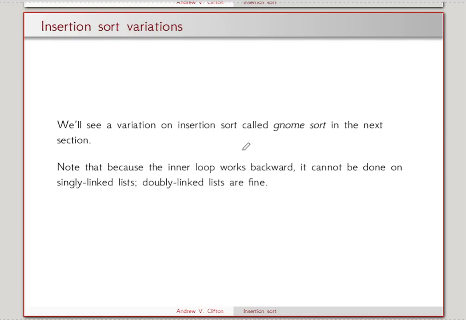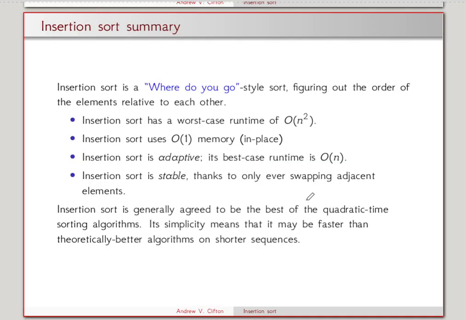In the next one, we'll see a variation on insertion sort called gnome sort that is a little bit fun there like that, right? But notice that because the j loop is going right to left, we can't do an insertion sort on a singly linked list because singly linked lists don't let us go backwards. A doubly linked list would be just fine though, like that. That would work just fine there.